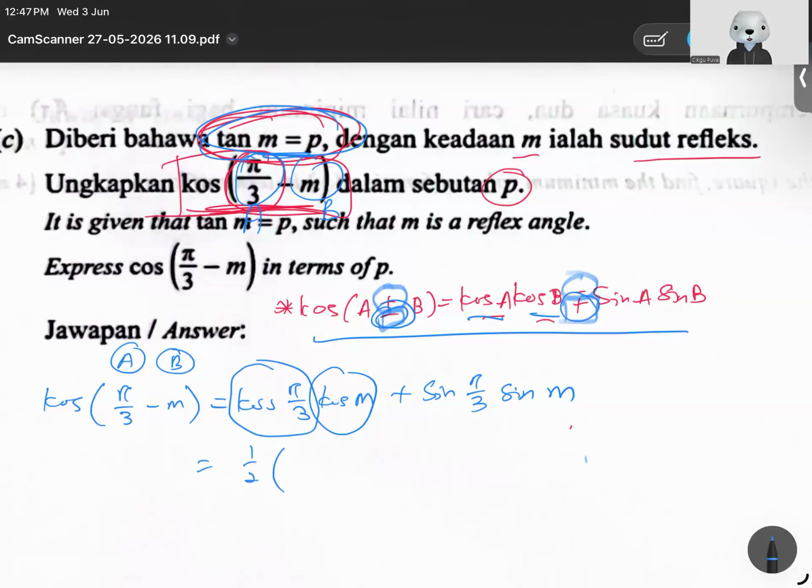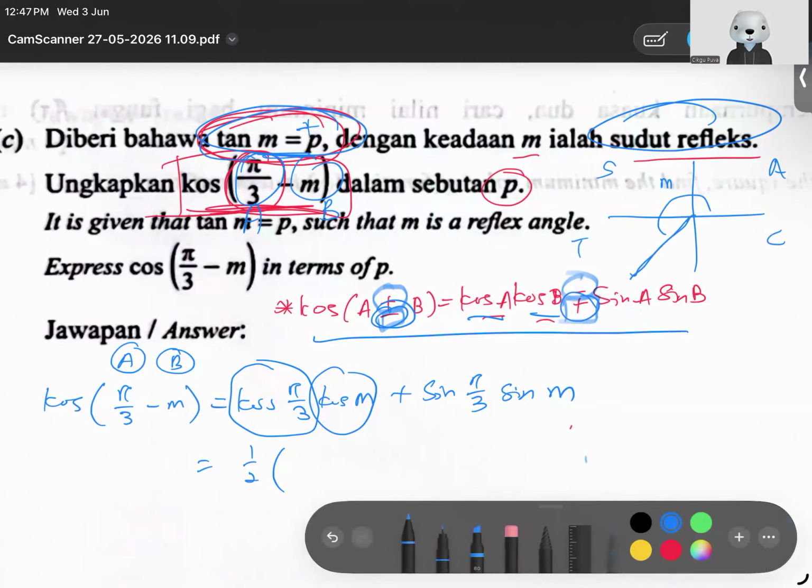How about the cos M? For the cos M, you need to work out a bit. Now they say M is a reflex angle, and I can see here tangent is positive. When tangent is positive, of course I know the all sin tan cos rule says it is the third quadrant. So now I know the angle M is in the third quadrant.